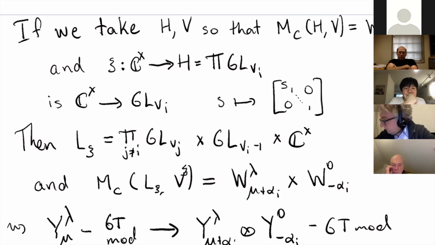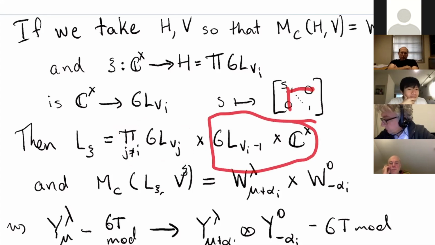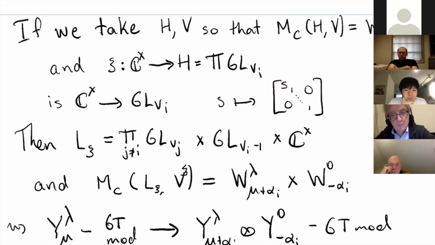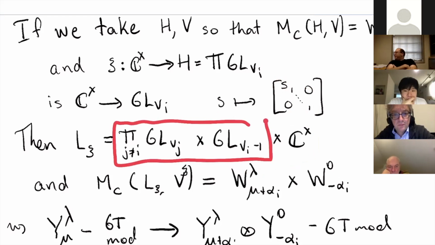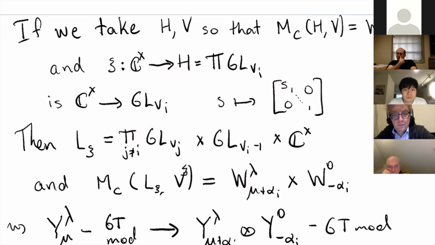It splits off. So most of the GLs are unchanged, and just the GL V_i is split off into this part and this part, GL V_i minus 1 cross C star. So it splits the GL V_i into these two factors. And so all this part together is related to the quiver where you've reduced the ith vertex by 1. And reducing the ith vertex by 1 is like increasing the mu by alpha_i, because lambda minus mu is controlling the dimension of the ith vertex.